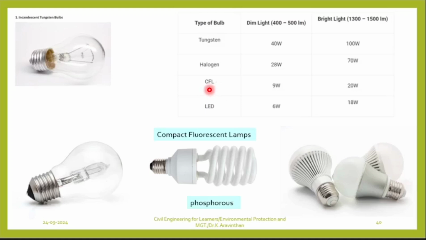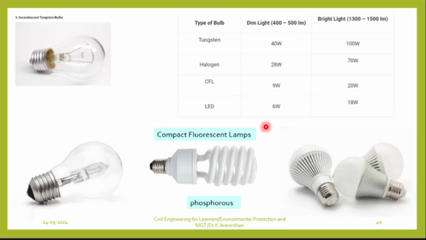Compact fluorescent lamp. In your class, what kind of bulb is that? LED. LED is what type? The last type. In your house, you check, have you installed LED bulb or CFL? Now, how much energy is consumed in an LED bulb? You check. 6 watts. The same luminosity is given by an LED bulb by consuming how many watts? 6 watts. So how much reduction are you getting? 40 divided by 6, around 6.5 times.